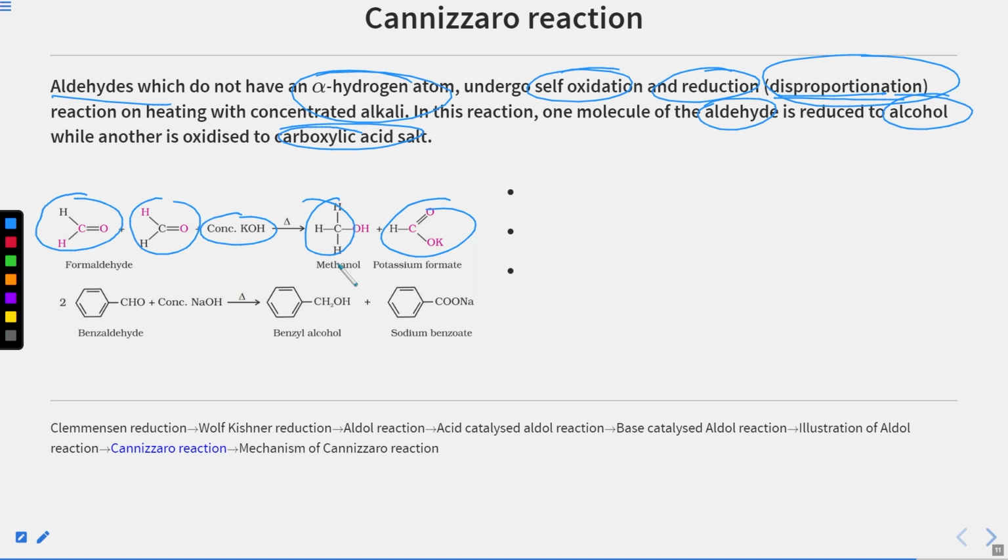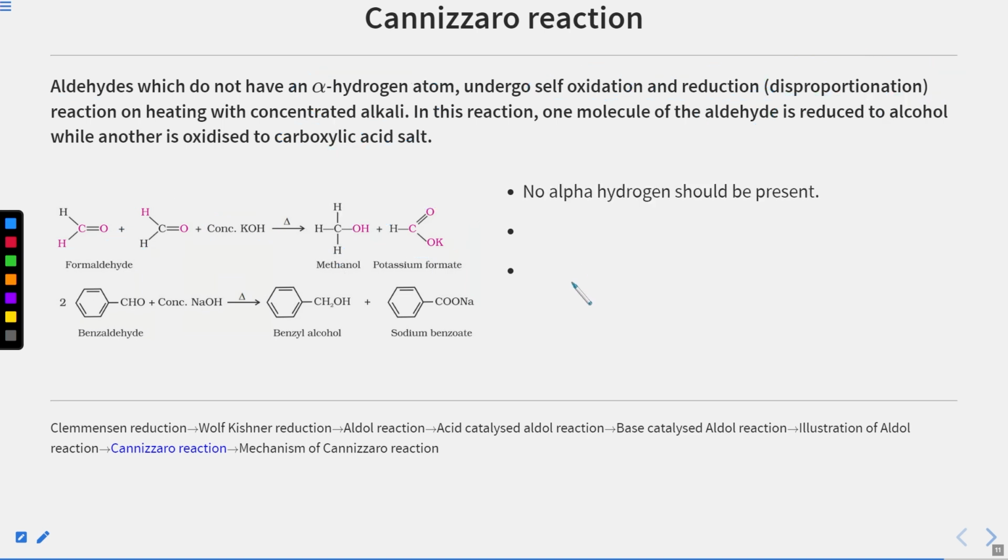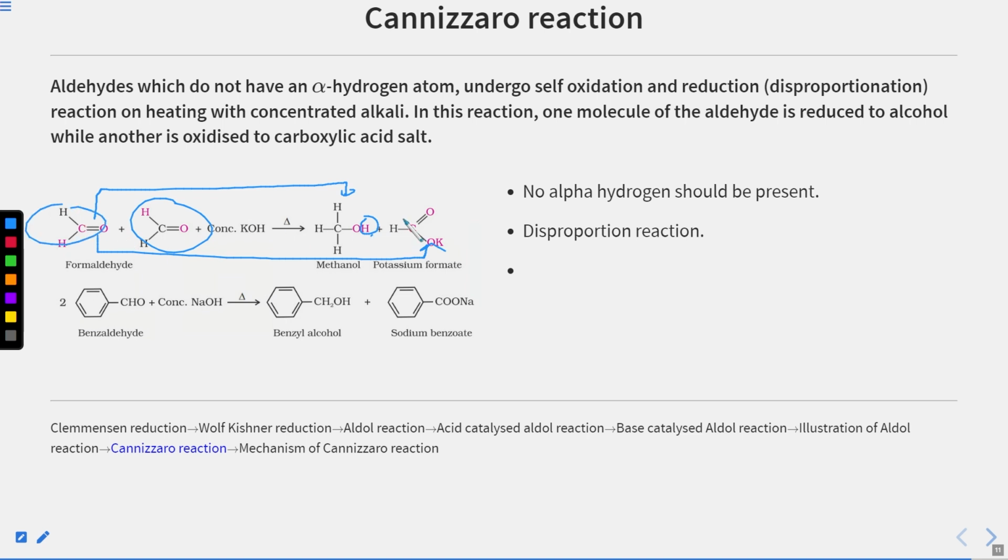Now, how does this reaction go? We will see it in the next slide. The condition is that no alpha hydrogen should be present. So it is a disproportionation reaction. The most important point: why is it disproportionation? This molecule is being reduced here, as we are adding hydrogen, and it is being oxidized also because we are adding oxygen. You would say, okay sir, this molecule is undergoing this reaction, and this molecule is undergoing that reaction, so how is it the same molecule? I would say the same compound is undergoing the reduction and oxidation.